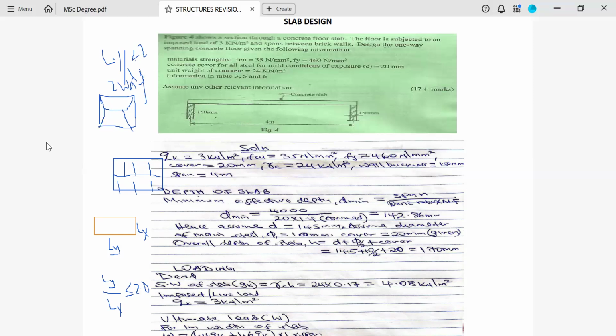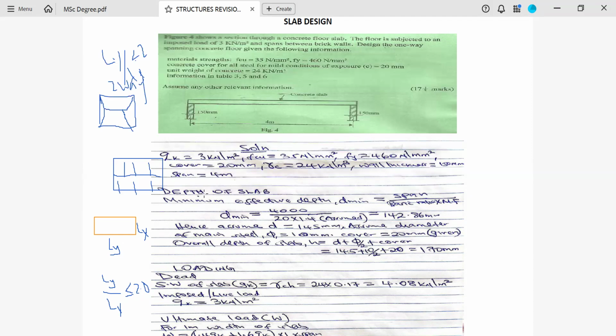So let us proceed. We've been given the values. Now, if we've not been given the depth of slab, we shall start with the depth of slab. Under depth of slab, we start with the minimum effective depth. Remember, effective depth is given as d. The minimum effective depth, because our criterion here is the deflection criterion, is equivalent to span over basic ratio times modification factor.